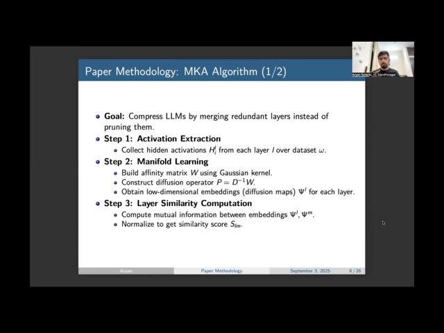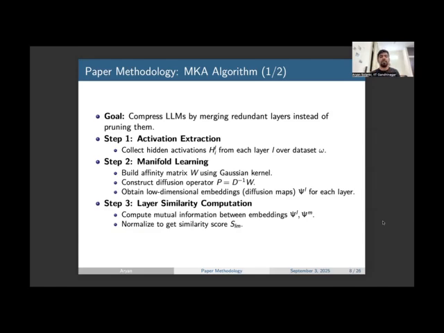Now, one key note before I go through the algorithm is that here the word layers is actually referring to one transformer block. So you can imagine that there is one transformer block and there is another transformer block, and we are talking about merging two transformer blocks, which are referred to as layers. Instead of a single MLP, or one of the attention matrices, we are talking about layers as transformer blocks. Let me go through the algorithm.